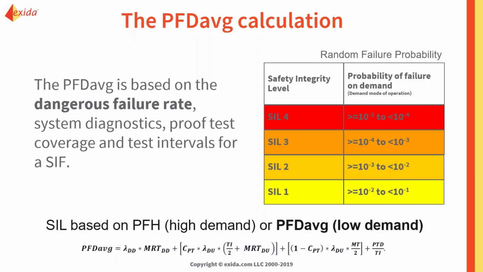So with the PFDavg, there are tables directly in both IEC 61508 and IEC 61511, the two main functional safety standards. And the tables look exactly the same. It looks like it does here. And for each safety integrity level, you can see there's an associated PFDavg range. And each SIL level, or each range of the PFDavg, is an order of magnitude harder. So once again, SIL 1 will have the lowest, and it keeps on going up and up.